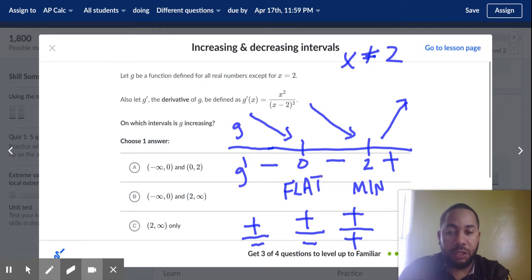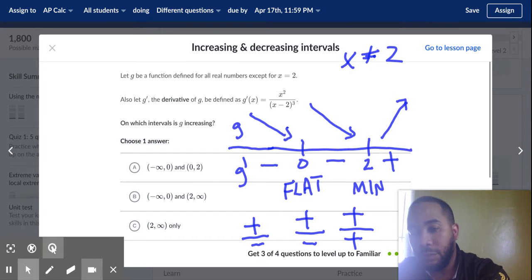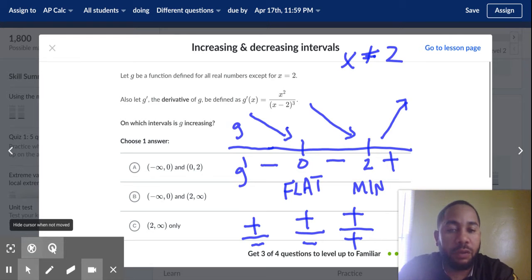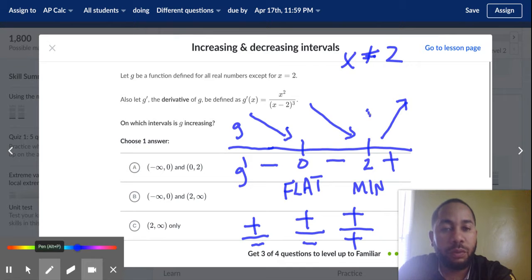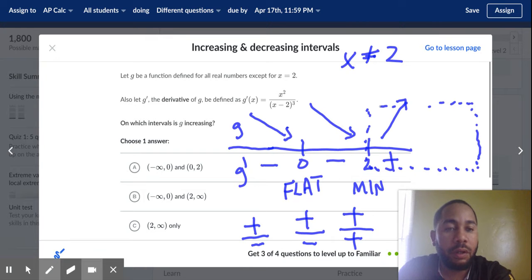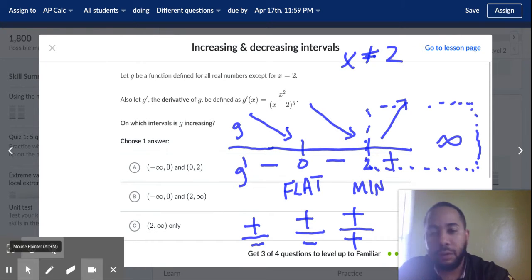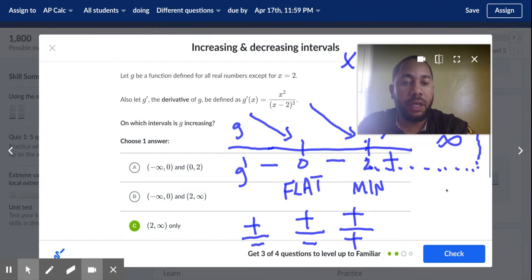So now when they ask me the question, on which interval is it increasing, well, it's increasing from 2 on down to infinity, like forever. There's no other critical points. All the way to infinity. All right, so I see my answer. Go ahead and click that, and we got it.